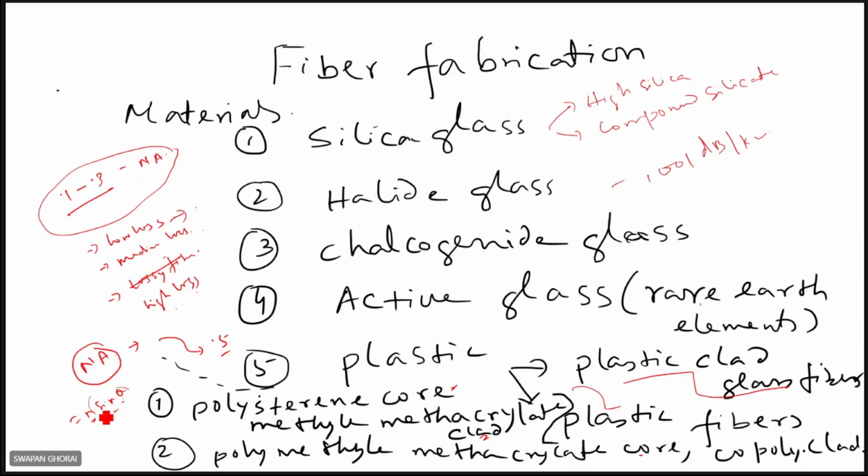So if you see all the things together, this is the silica fibers we have seen. It can be high silica glass, compound silica glass, halide glass. You see that they have very low loss fibers, but are difficult to fabricate. Here, silica glass has the advantage of being highly transparent in the infrared regions. Chalcogenide glass is used for optical elements like optical switching, etc. Right, active glass fibers.